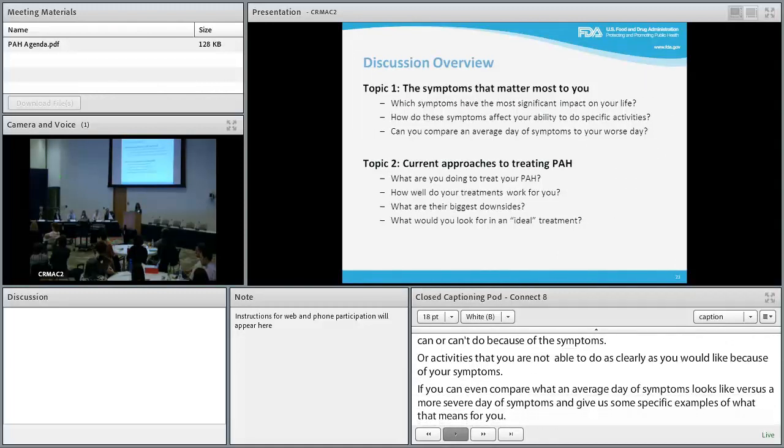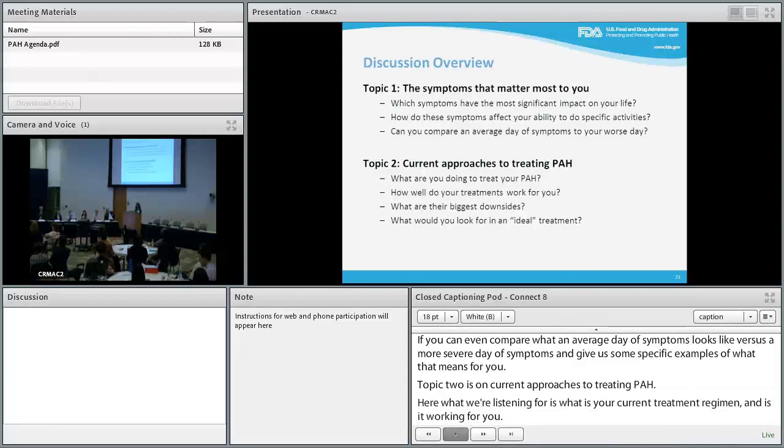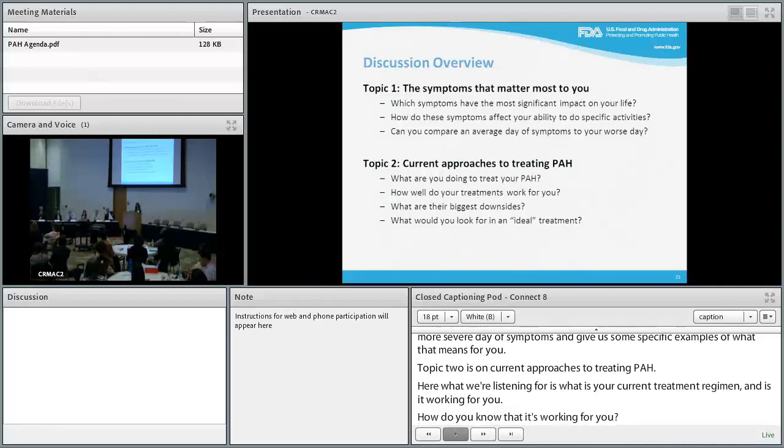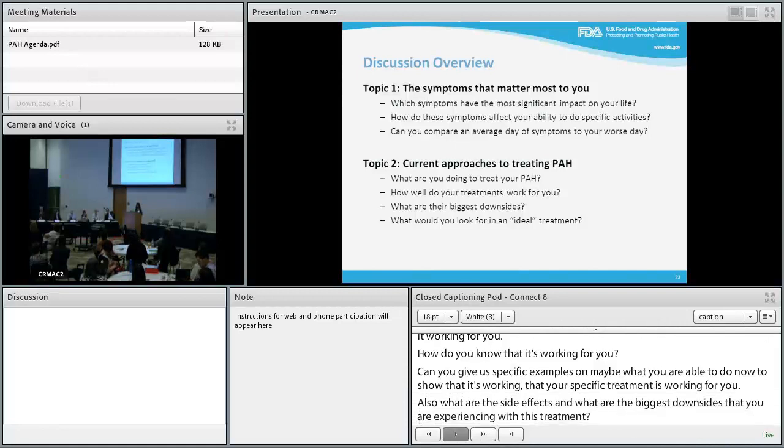So here what we're listening for is, what is your current treatment regimen? And is it working for you? How do you know that it's working for you? Can you give us specific examples on maybe what you're able to do now to show that your specific treatment regimen is working for you? Also, what are the side effects and what are the biggest downsides that you're experiencing with this treatment? And also, what would you look for in an ideal treatment for PAH?